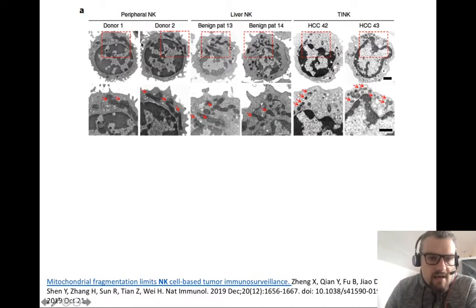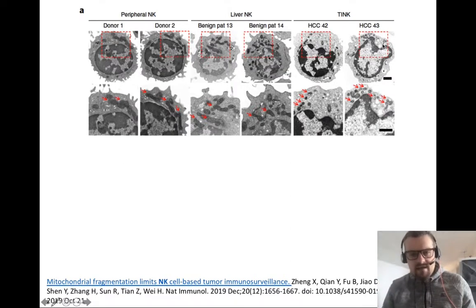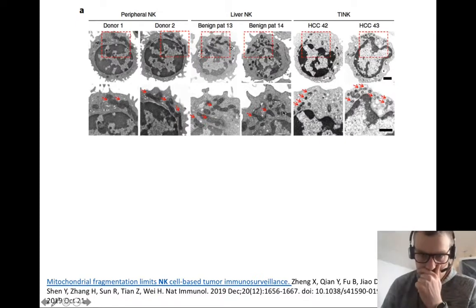Here you can see some electron micrographs looking at the mitochondria, and up here you can see the mitochondria are quite long. There's quite a few of them, so they're definitely elongated. Whereas if you look in the tumor infiltrating NK cells, the mitochondria are very small, very few of them. You can see again, they're not forming any sort of elongated networks to speak of.